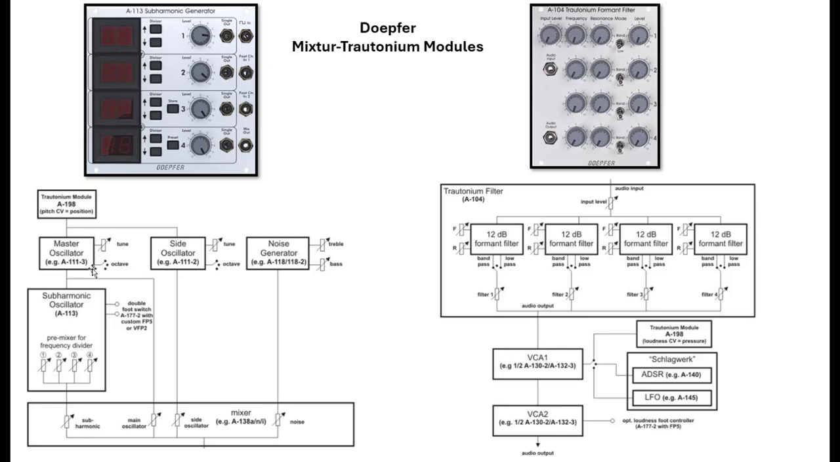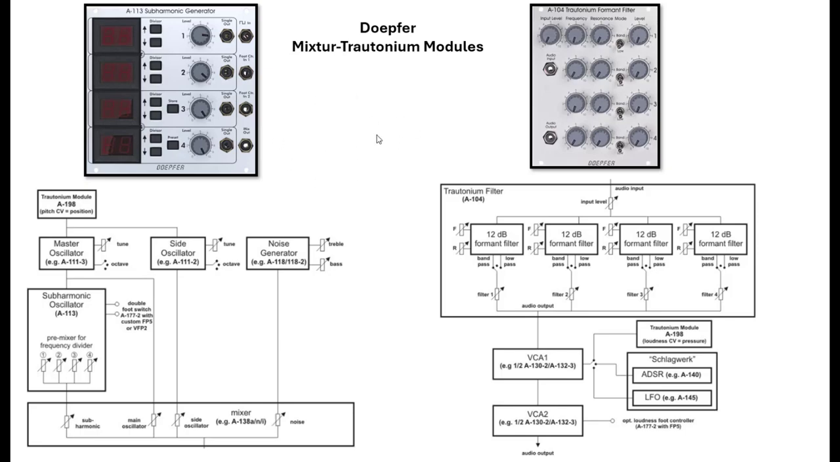If we take a little look at what they did here, on the oscillator side, there's a master oscillator that feeds a subharmonic oscillator to create your 4 subharmonic undertones. Then there's a side oscillator that can be detuned and a noise generator. That's the main oscillator component that's fed into this Trautonium formant filter that has 4 filters running in parallel that you can switch between bandpass and low pass, and the output of that is sent to an amplifier, VCA, and that's controlled with this ribbon controller. And then they have a Schlagwerk, which is an additional section that has envelope generation and LFO modulation possibilities.